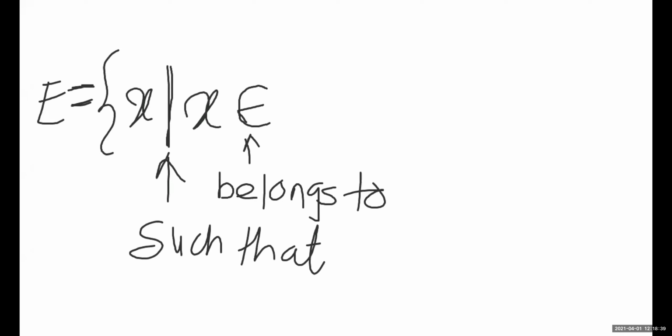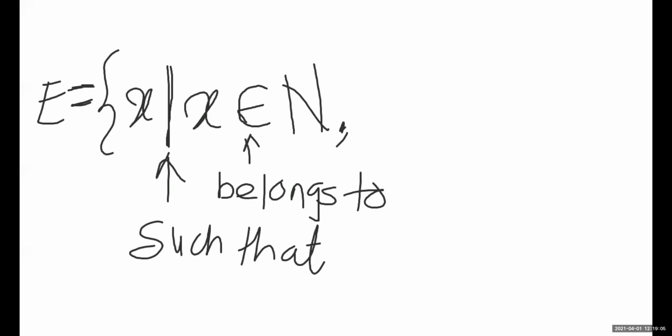This X belongs to what? Natural number. This capital N means natural number. Okay. Comma. So here, till here, it is done. E is a set of X such that X belongs to natural number.